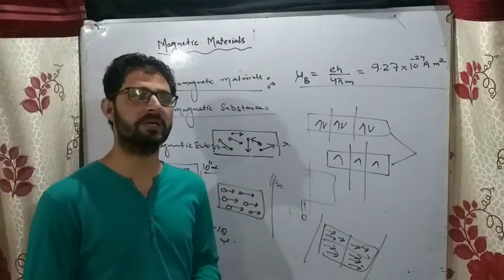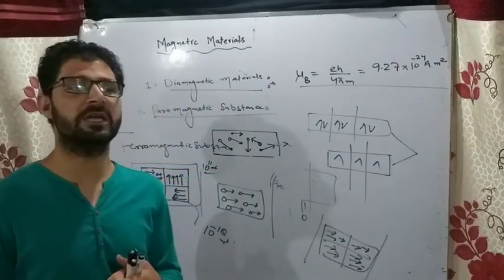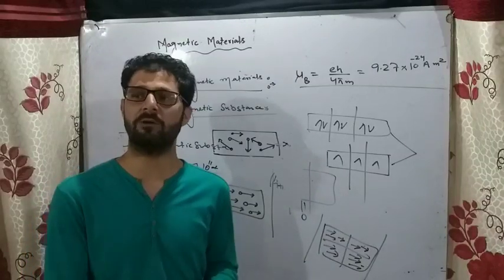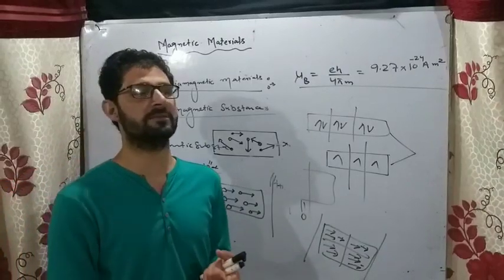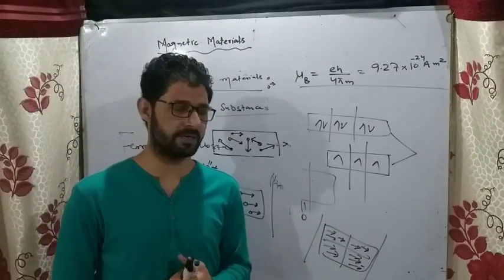They have two properties, retentivity and coercivity. Retentivity is, for example, in order to make their magnetic field again zero, you have to apply the negative magnetic field, or you have to apply the magnetic field in the opposite direction. Then it will again become the zero magnetic field.